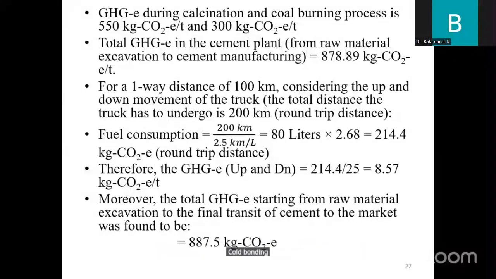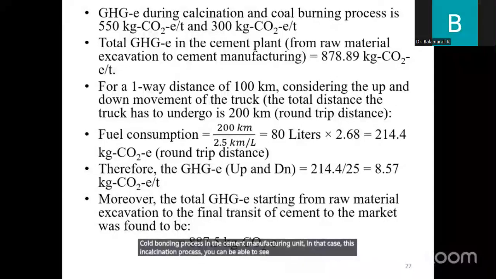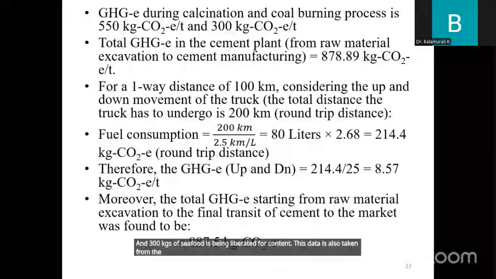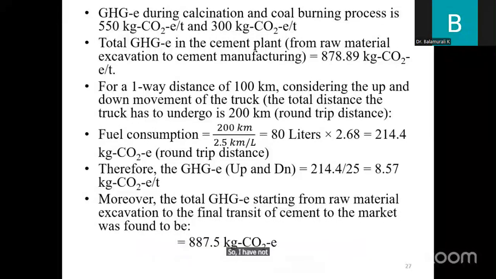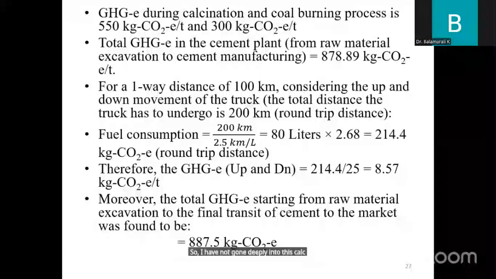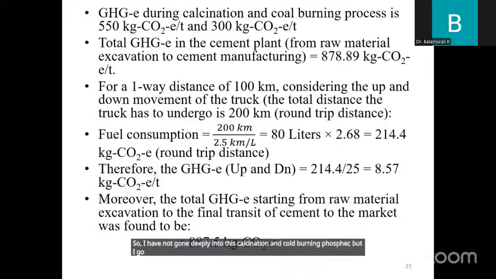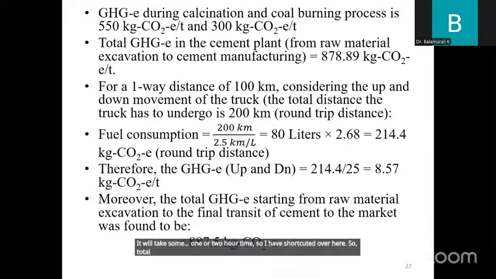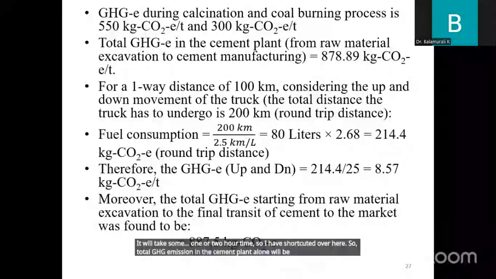And next is GHG emission, that is greenhouse gas emission during calcination as well as coal burning process in the cement manufacturing unit. In calcination process, you can see that 550 kgs of CO2 is being liberated for 1 ton, and 300 kgs of CO2 is being liberated for 1 ton in coal burning. This data is also taken from the RILEM reports. I have not gone deeply into this calcination and coal burning process. If I go, it will take some 1 or 2 hours. So I have shortcut it over here. So total GHG emission in the cement plant alone will be 878.89 kgs per ton.